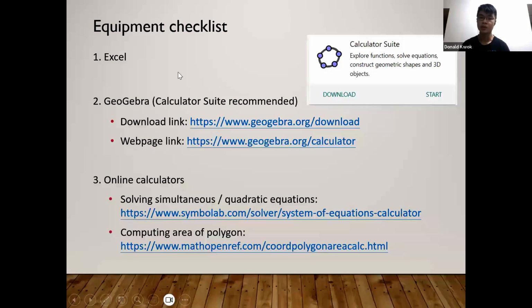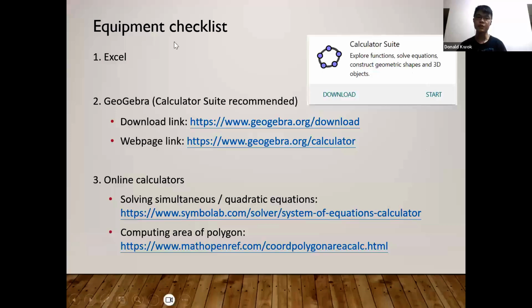So I personally suggest you use Calculator Suite, although I know Dr. Ho recommends Classic 6. I personally use Calculator Suite just because the interface is better and the functionalities in Classic 6 are also incorporated here. Anyway, you can download one of the versions of GeoGebra to help you solve problems involving graphing. Make sure you have a way to use GeoGebra by the next tutorial, because we will be using GeoGebra to help us solve some questions starting from the next class.